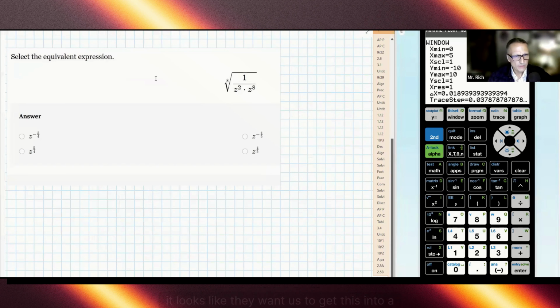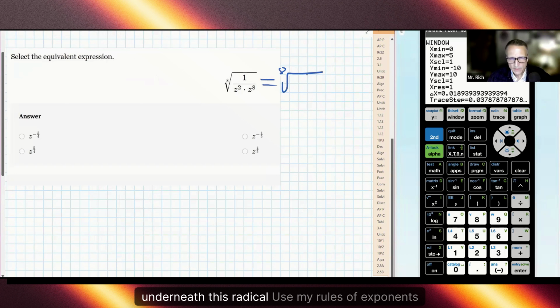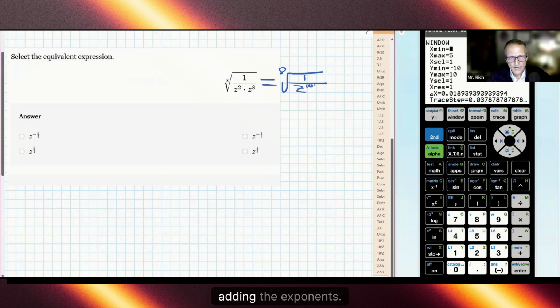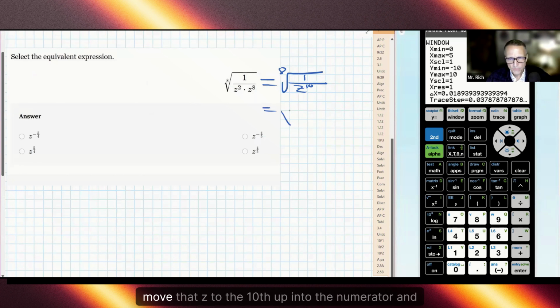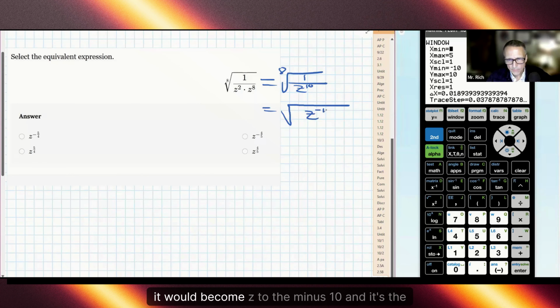Well, it looks like they want us to get this into a singular fractional exponent. So first, underneath this radical, I'll use my rules of exponents to multiply that. That would be z to the 10th power, adding the exponents. Now I'm going to, Edson, move that z to the 10th up into the numerator, and it would become z to the minus 10. And it's the 8th root of z to the minus 10.